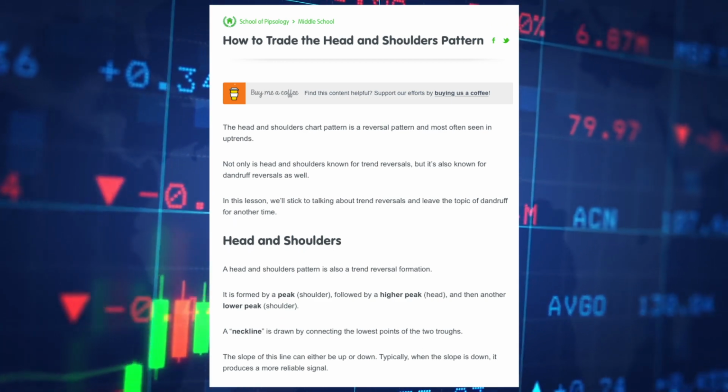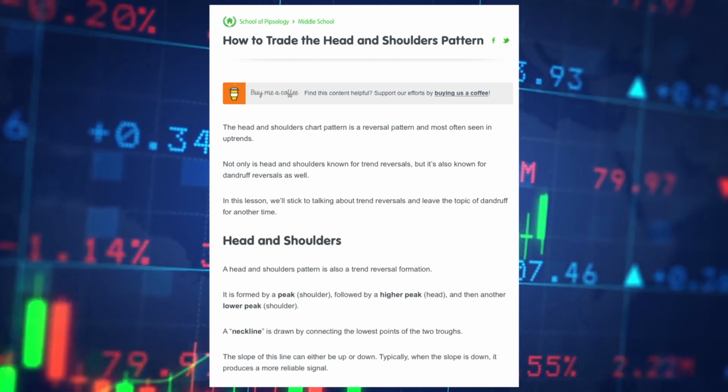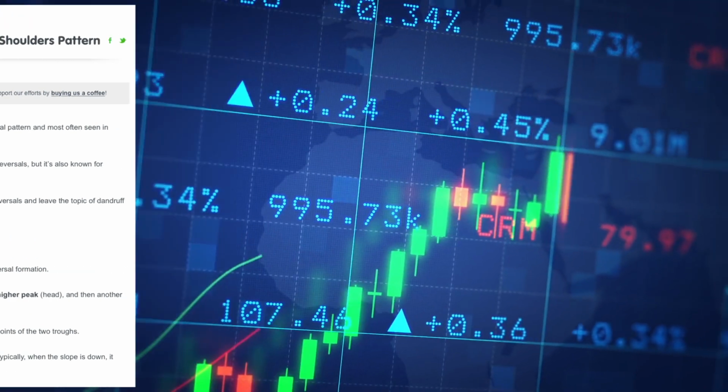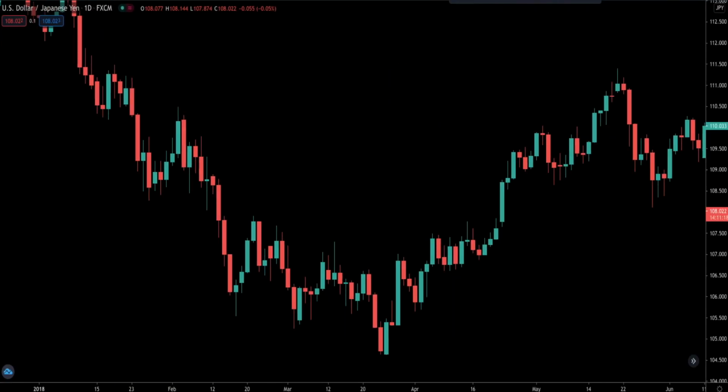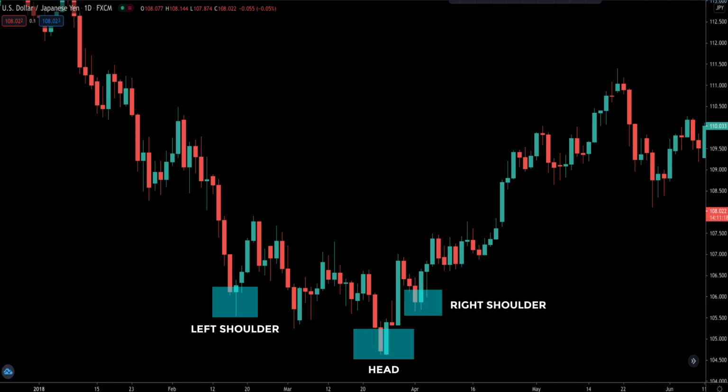Now quickly, I want to show you another high probability head and shoulders chart pattern. This time applying the concept of structure within a structure to an inverted head and shoulders pattern, which is essentially the opposite of a head and shoulders pattern. So right here, we have an inverted head and shoulders. This is the left shoulder, the head, and here's the right shoulder.